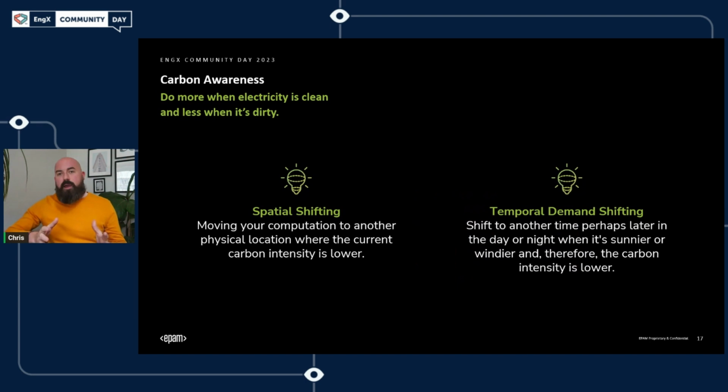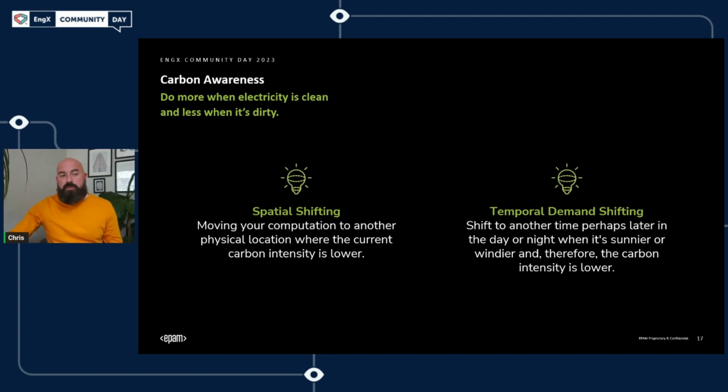Being carbon aware means responding to shifts in carbon intensity by increasing or decreasing your demand. And we do this through 2 ways: spatial shifting and temporal demand shifting. I promised you there was going to be another crazy name, and this is it here. I'm going to go into these in detail, but spatial shifting is moving your computation to another physical location. And temporal demand shifting is shifting to another time. So let's take a little second and jump into each of these.